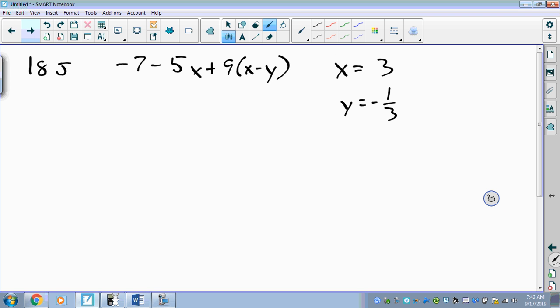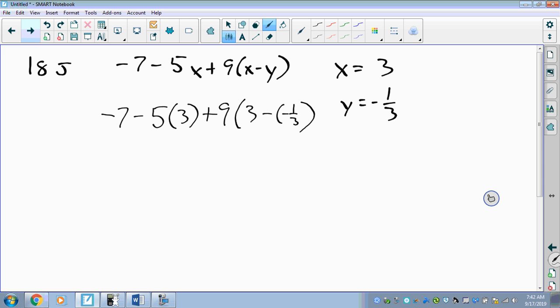For 18, they want you to do a little substitution. Here especially, make sure you put your stuff inside parentheses, just to avoid any confusion with the negative signs. So I have negative 7 minus 5 times 3 plus 9 times 3 minus negative 1/3. Again, watch that double negative in there.